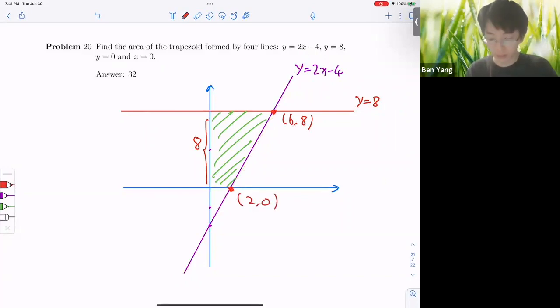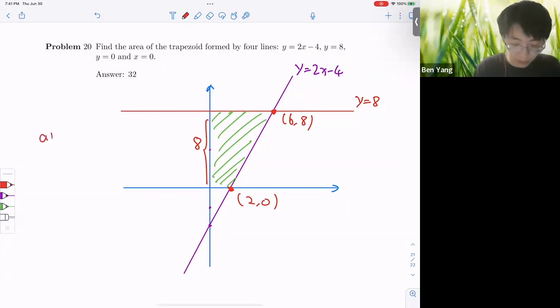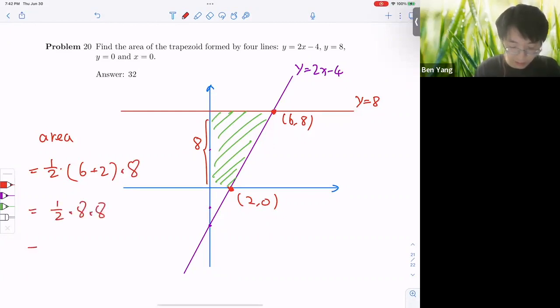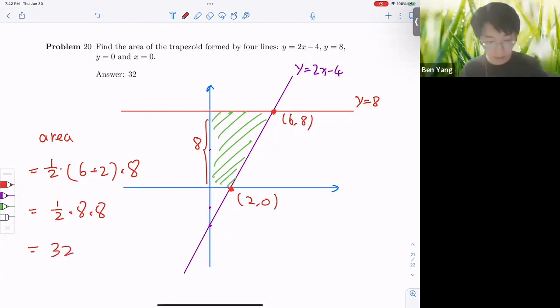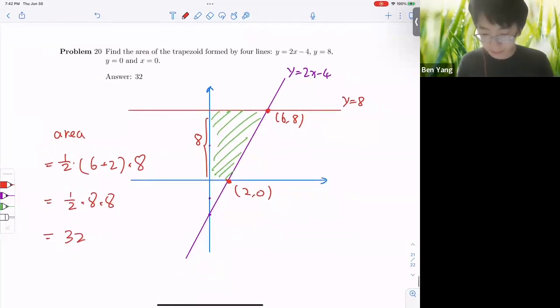Now we can compute the area. So the area of the trapezoid is 1/2 times the sum of the two bases, 6 + 2, and then times height, that's 8. So 1/2 times 8 times 8, that's 32. Yeah, that's the answer. And that's it for the practice questions.